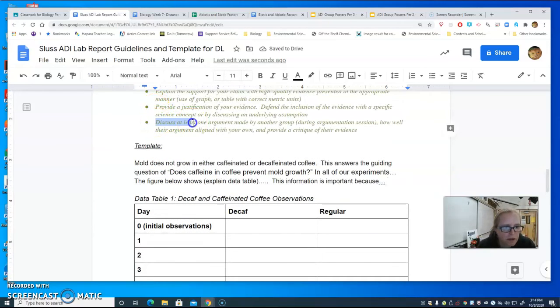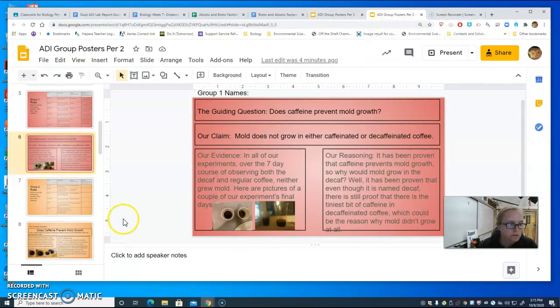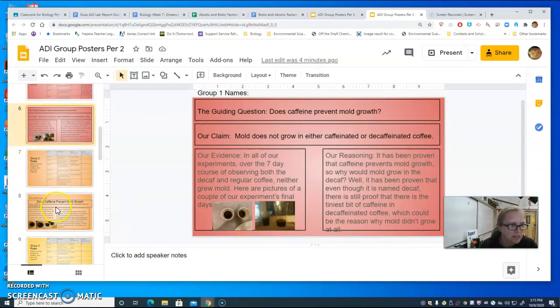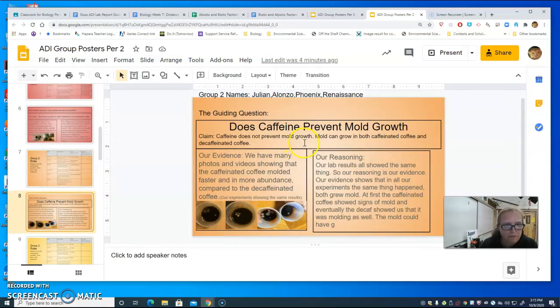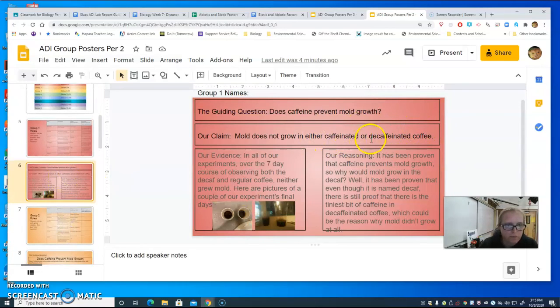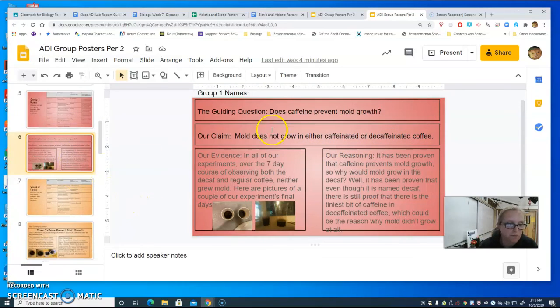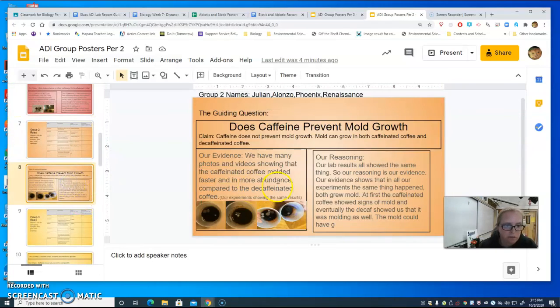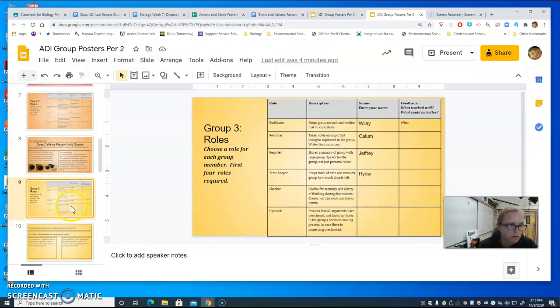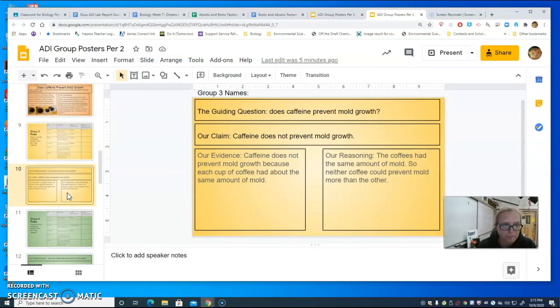And then the other thing you have to include in this section is an argument from another group. It's from the argumentation section. That's why I shared these slides that you made with you. So let's look and see what group 2 said. Caffeine does not prevent mold growth. Mold can grow in both caffeinated coffee and decaffeinated coffee. So that's their argument. This argument, mold does not grow in either. So that's really opposite. So if these guys, group 1 from period 2, they would be referring to the other group's arguments about the mold growing. And that's right here where you would just say other groups.